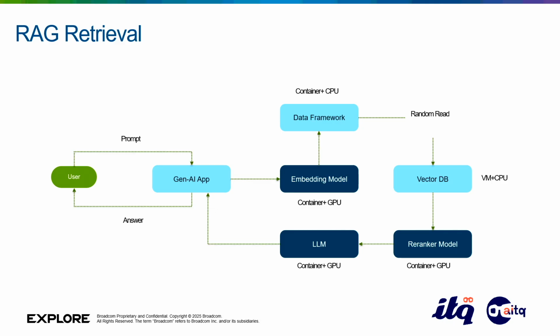That re-ranker model is really small. You can use it with a CPU or with a tiny GPU, so a fractional GPU. That's on our roadmap in private AI services. The large language model is typically a container with multiple GPUs. This is the retrieval process. Does this make sense to everybody?